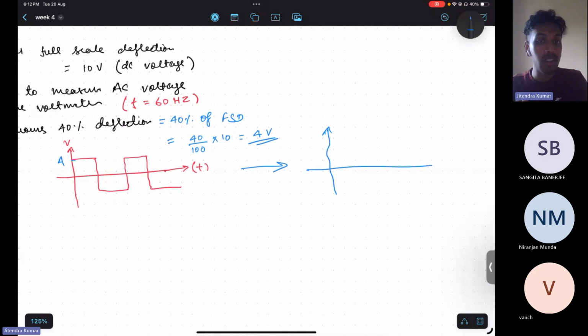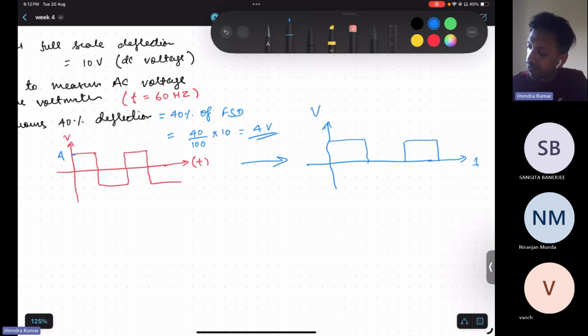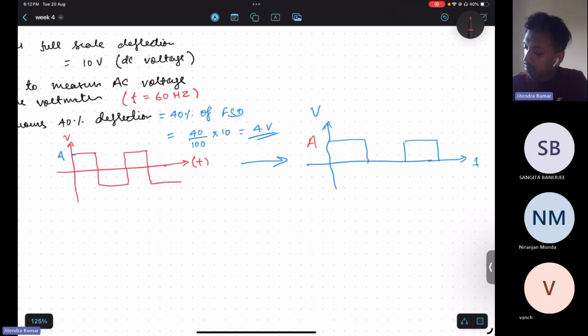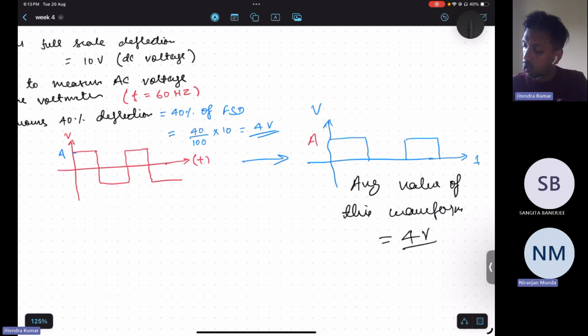And remember, PMMC will provide you the average value. So this kind of waveform the PMMC will give you. Now I think we can calculate the average value of this waveform, and that will be equal to 4 volt, whatever deflection is being shown on the instrument.